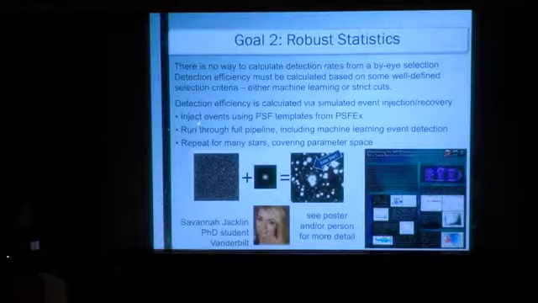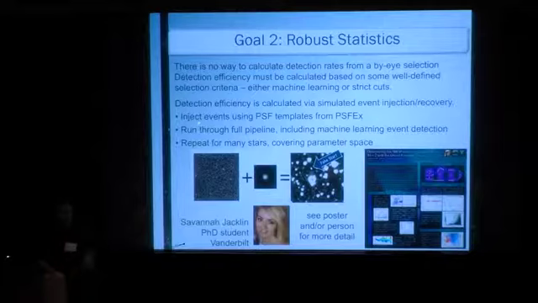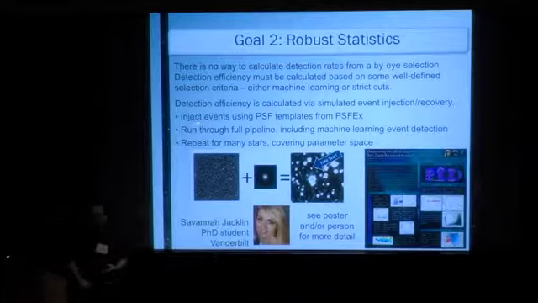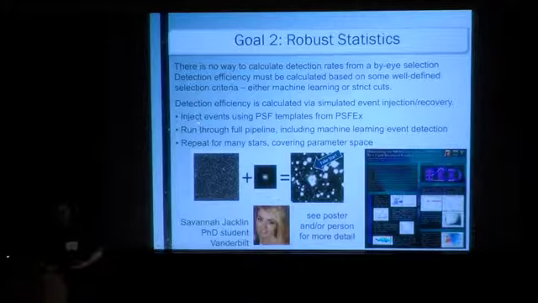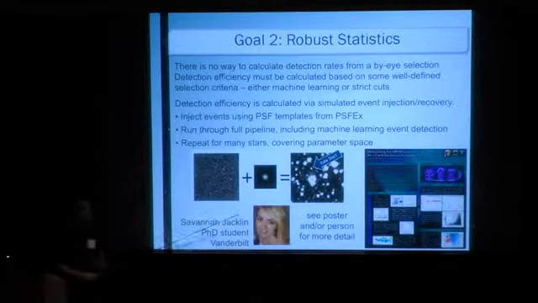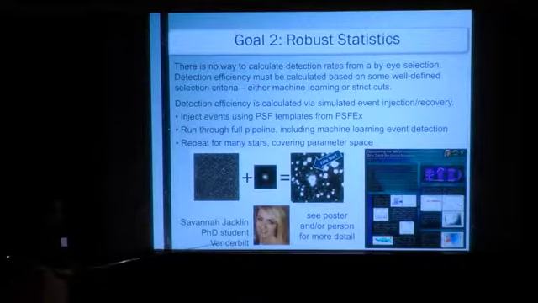Now going to goal number 3, statistics. Just from by eye, you can't do statistics. You don't really know how many you've left out. You do need to have some sort of well-defined selection criteria, as several authors have done. But again, as I said, the difference is strict cuts, deterministic, versus this more nebulous classifier. And in both of those cases, you have to calculate, of course, detection efficiency, which Savannah, who's here, has a poster on. You can talk to her for more details, but she's been working on injecting events into the image frames and really doing this the proper way.